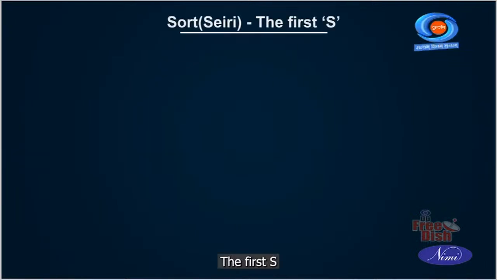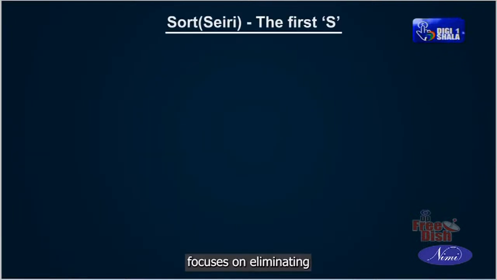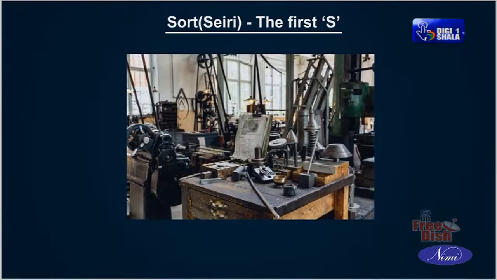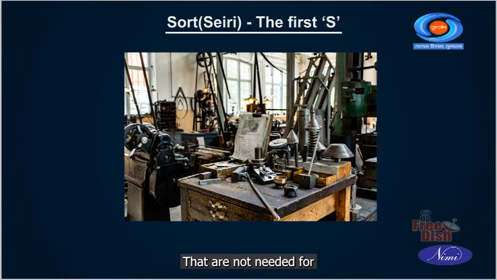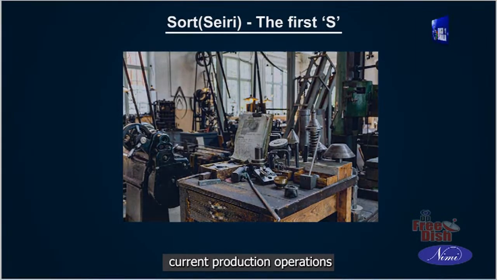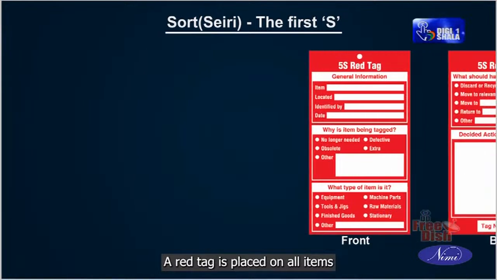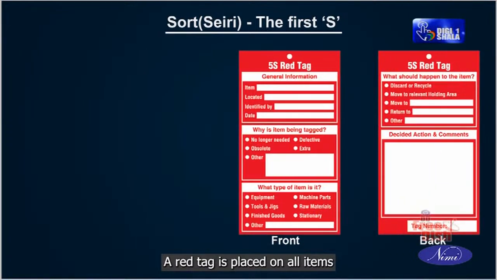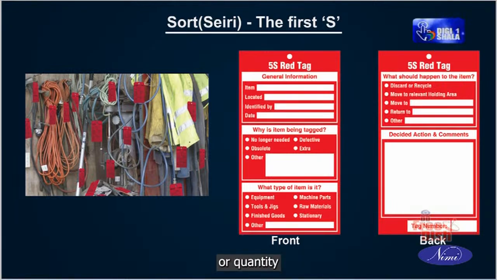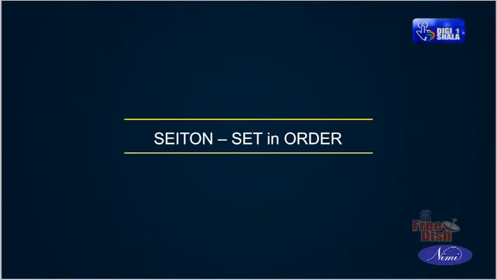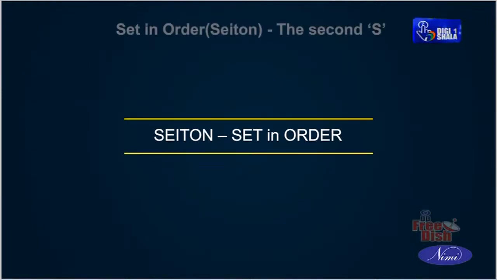Sort. The first S focuses on eliminating unnecessary items from the workplace that are not needed for current production operations. A red tag is placed on all items that are not important for operations or that are not in the proper location or quantity.